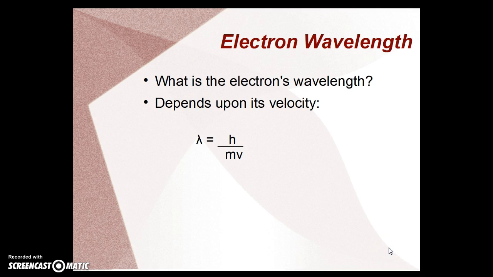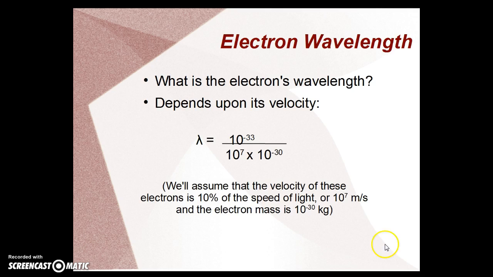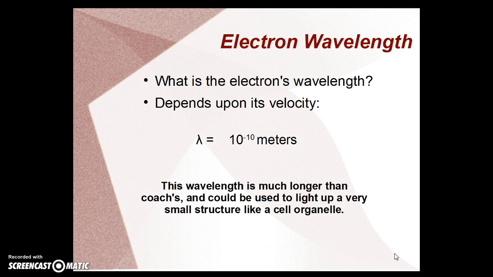What's the electron's wavelength? Again, it depends upon the velocity. So we'll assume that in the vicinity of the nucleus, the velocity of these electrons is 10% of the speed of light, which would be about 10 to the 7th meters per second. The electron's mass is very small, 10 to the negative 30th kilograms. So when we take this and do the multiplication in the denominator and then divide that into the numerator, we get 10 to the negative 10th meters.